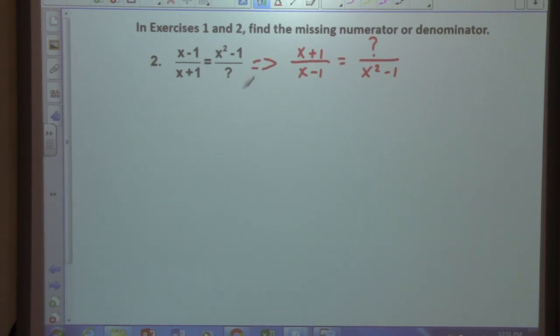I used the box to multiply the x plus 1. Okay, so she did this. So she got x plus 1.